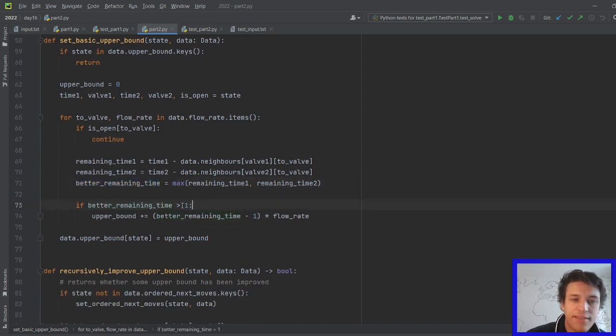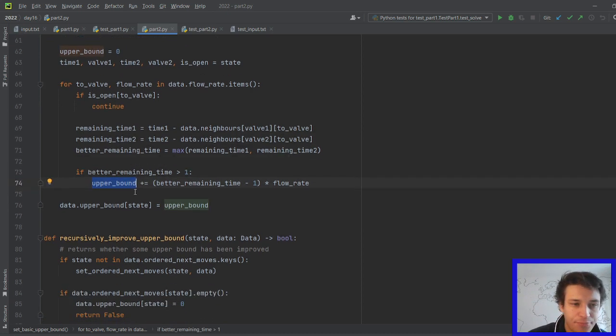And then this tells us how much potentially we could gain by going to the particular valve and opening it. So it'll be like, that's the pressure that could be released. And then we add this to the upper bound. So this upper bound will correspond to, at the same time, going to all the remaining closed valves and opening them. So it's definitely an upper bound, could be loose. But yeah, it works as an upper bound.